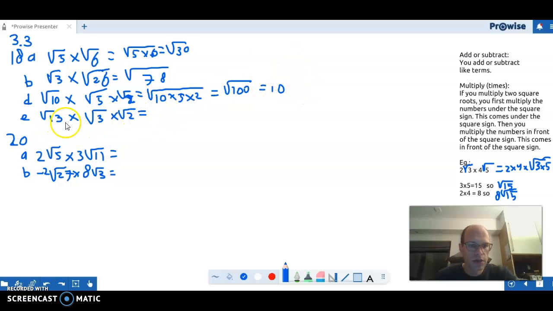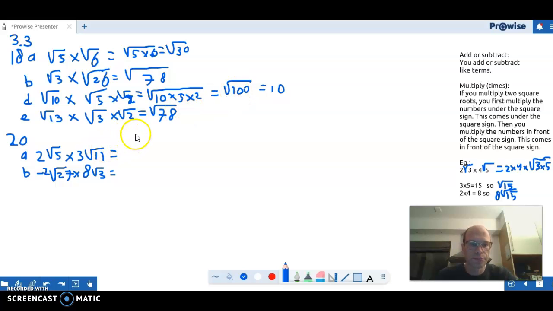And then 13 multiplied by 3 multiplied by 2, and then the square root, so square root of 13 multiplied by the square root of 3 multiplied by the square root of 2. And that is just going to grab my calculator. 13 times 3 times 2 is 78. So this is the square root of 78.